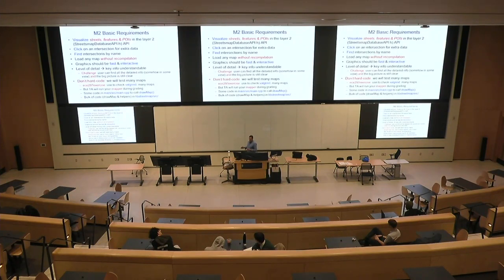Okay, so milestone2 has got some basic requirements. And I kind of just mentioned these. You have to visualize everything in that upper level API. Well, more specifically, you have to be able to see the streets, all the features, so buildings, parks, lakes, etc., and the points of interest. So, you know, Tim Hortons, Starbucks, etc.